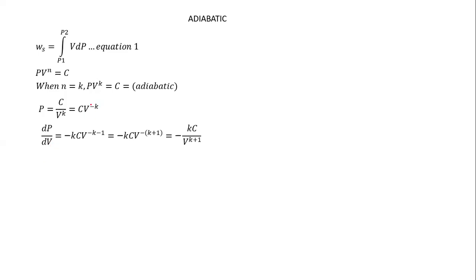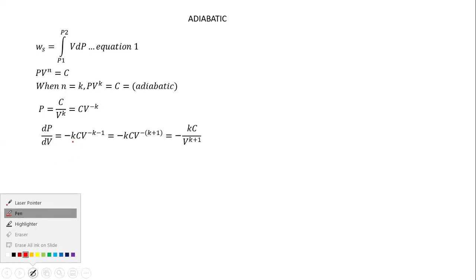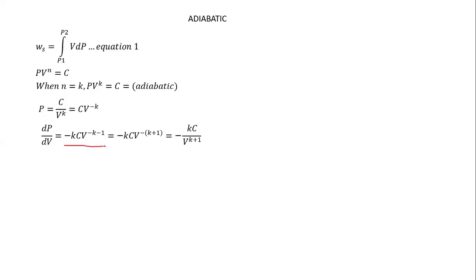If I'm finding dP/dV, the V to the power minus k here, I can bring minus k down, then I subtract 1 from the power, the normal rules of differentiation. So that's going to give me this part here, right? Then I can factorize the negative out in the exponent to have minus k plus 1. Is that okay? And I can decide to simplify it further to have minus kC over V to the power k plus 1.